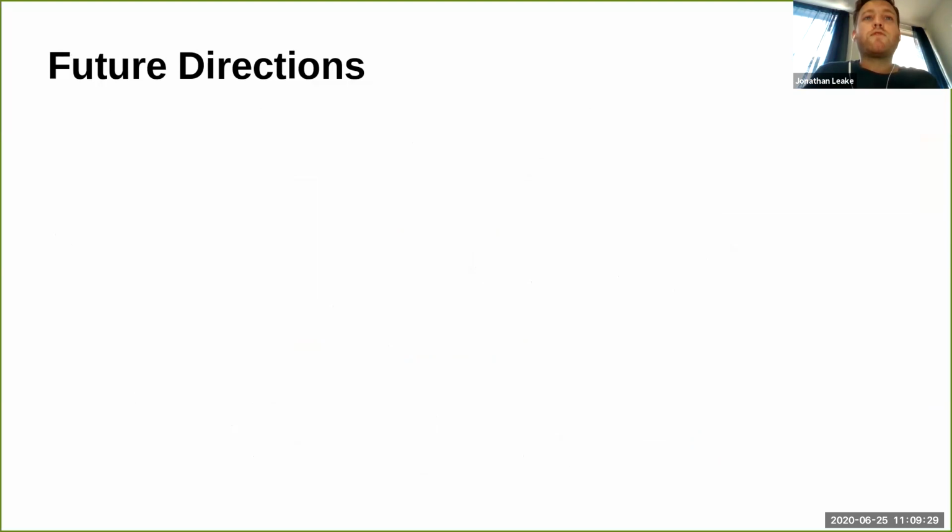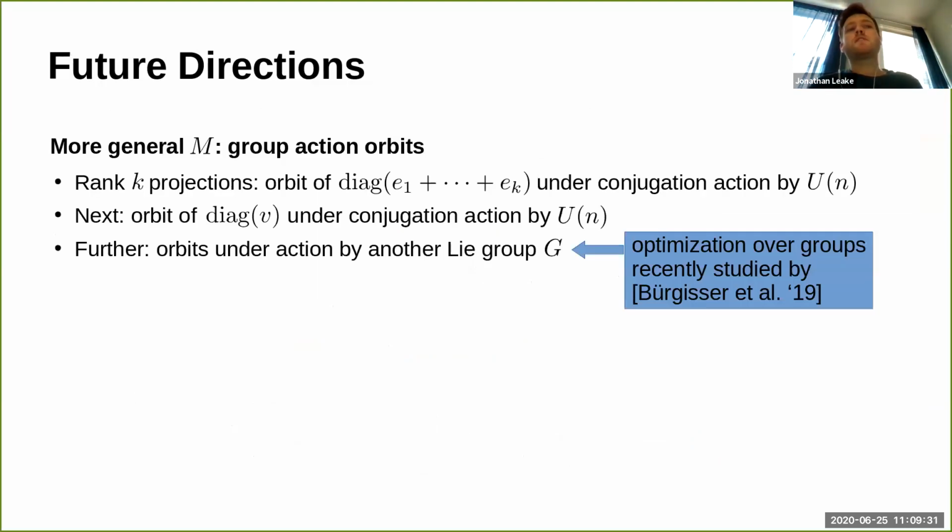And so future directions. Basically, we can consider the rank K projections case as taking some diagonal matrix, conjugating by the action of the unitary group, looking at the orbit that's cut out, and doing this whole framework on that. But we could have changed that diagonal matrix to any other real diagonal matrix. And we could have even changed the group that's acting on it and looked at these different orbits. Can we do similar things there?